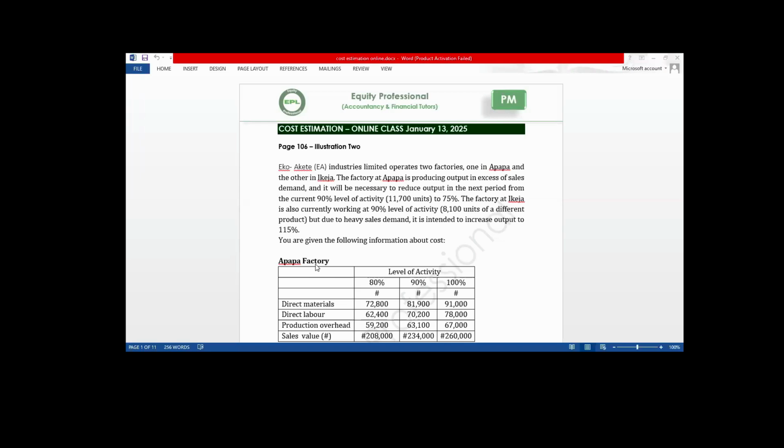Our PM class tonight, we are going to be taking the second question. This class started last week. We started with cost estimation techniques. We discussed the various methods of estimating costs. A quick recap of our last class.